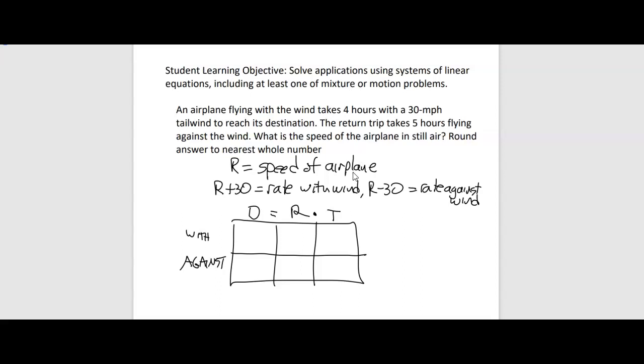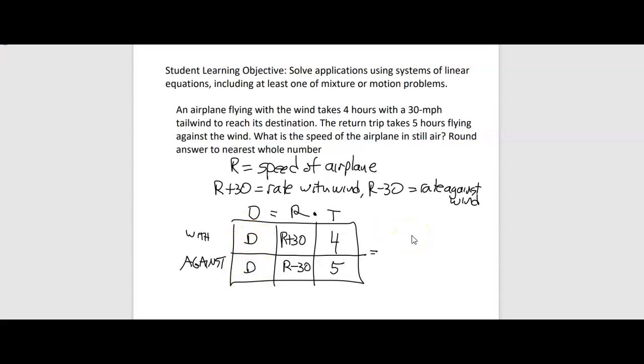Here we have an airplane flying with the wind, which takes 4 hours with a 30-mile-an-hour tailwind. So with the wind, 4 hours. The tailwind rate would be r plus 30. The return trip takes 5 hours, and their rate would be r minus 30. And since it's the same trip, the distance is the same value. Although we don't know what that value is, it is equal.